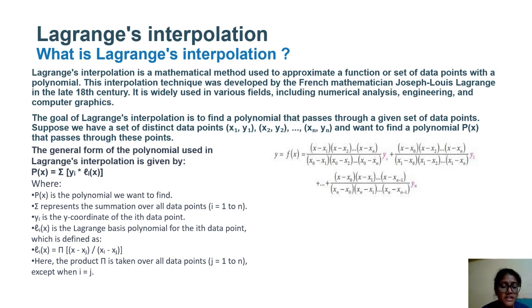The goal of Lagrange's interpolation is to find a polynomial that passes through a given set of data points. Suppose we have a distinct set of data points, that is x1 to y1, x2 to y2, till xn to yn, and we want to find the polynomial p of x, where both f of x and p of x are similar, that passes through these points, and the formula is given.